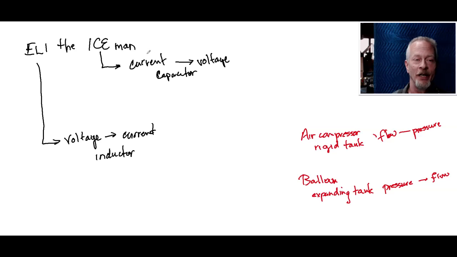Now if we go back to our original Eli the Ice Man and look at our capacitor, we know that current is kinetic energy, it is flow, whereas voltage is pressure. And with the ELI, we have an inductor where voltage is pressure and current is flow.